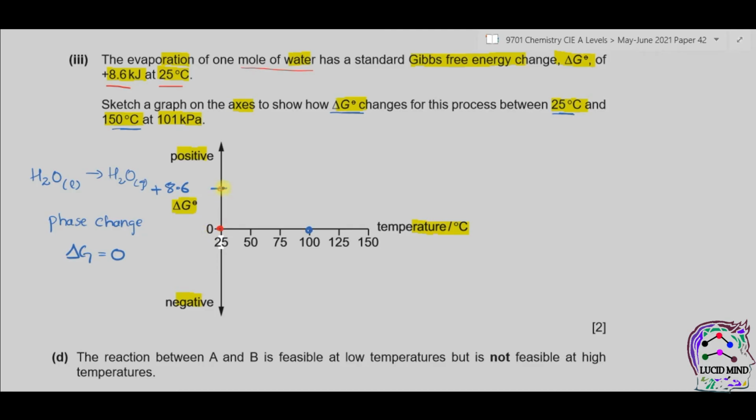Now we can draw a line to join these 2 points, and then we can extend up to 150 degrees centigrade. This is the line drawn. We can see it passes from 8.6 to 100 degrees centigrade and to 150 degrees centigrade. As we can see that the line moves downwards, so therefore overall Gibbs free energy decreases as delta G is inversely proportional to spontaneity.